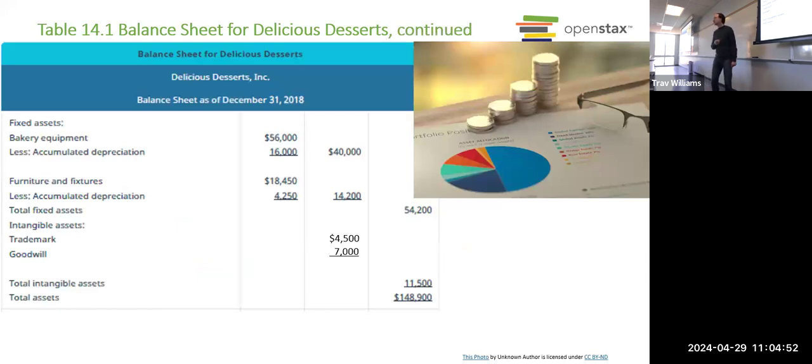Then we have some longer term assets. Notice they're called fixed assets. A fixed asset is going to be around for more than a year. Think of it just like it's fixed in place. It's not short term. So they have some bakery equipment. Right? That makes sense. They're a bakery.